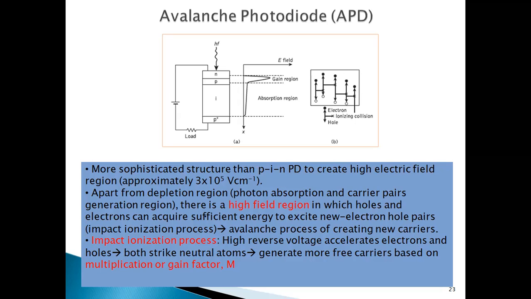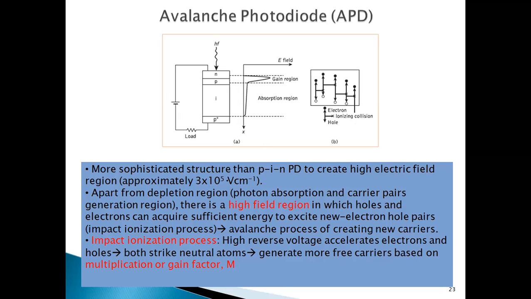So this is the structure of your APD. Again, it is a reverse biased photodiode, or PN junction. It is a more sophisticated structure than the previously learned PIN photodiode, in which this particular structure of avalanche photodiode can create a very high electric field region. I mentioned here it is about 3 times 10 to the power of 5 volts per centimeter.